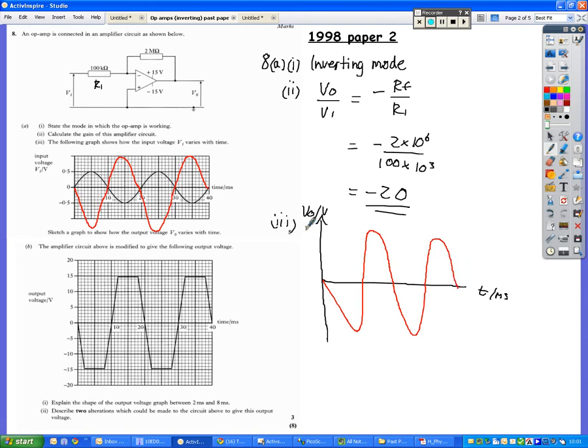And then you can mark in what your values are. So this is going to be 20 times whatever that is, so that will be 10. So you're going to have plus 10 volts here, you're going to have minus 10 volts here, and where it intercepts the y-axis is going to be at 10, 20, 30 and 40. So there are two things to take into consideration there. You've got to consider what the gain is, and also that the sign is going to be different. So when you've got a positive input, you're going to have a negative output, and vice versa.